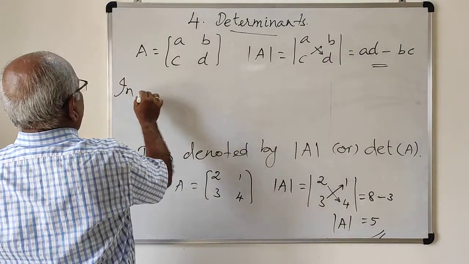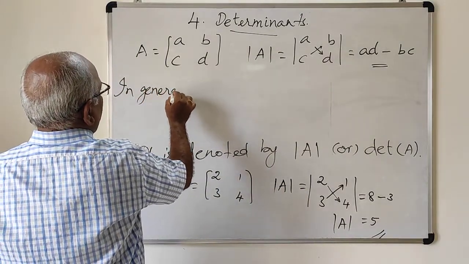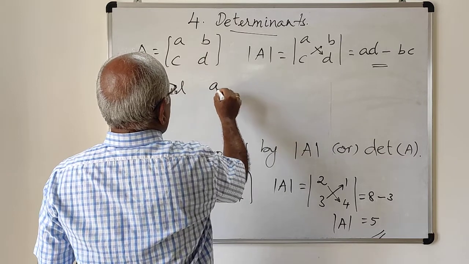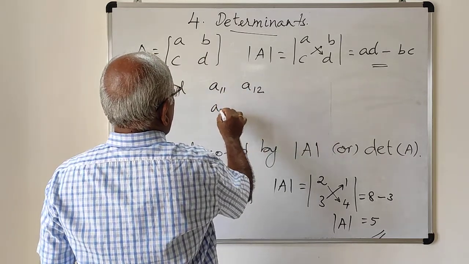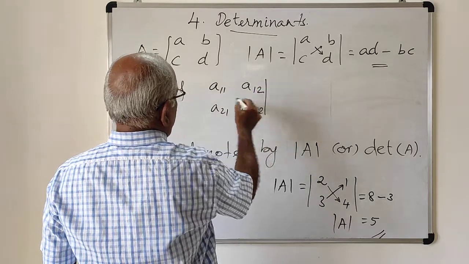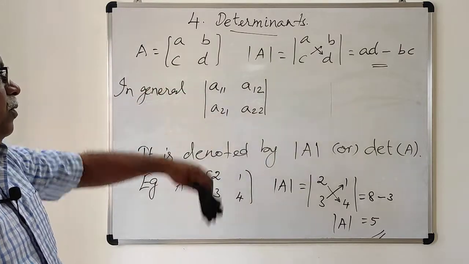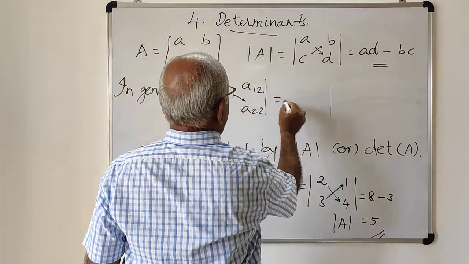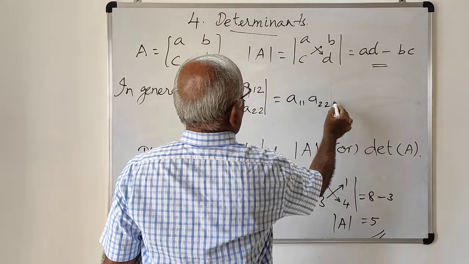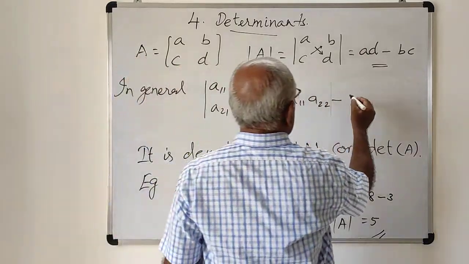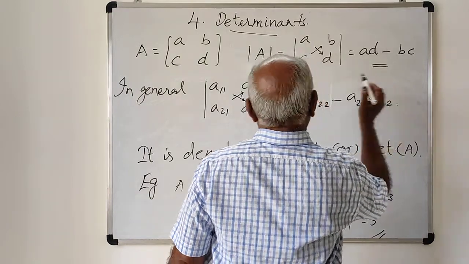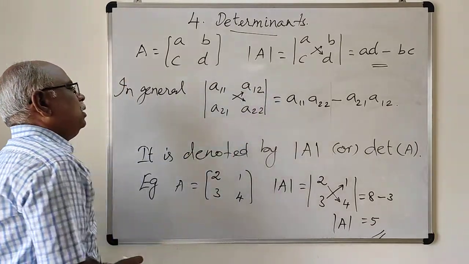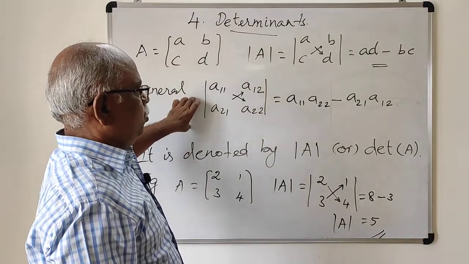In general, any 2 by 2 matrix of the form a11, a12, a21, a22. This is a determinant of order 2. Determinant of a matrix of order 2. It should be expressed as a11 a22 minus a21 a12. This is an expansion of the 2 by 2 determinant. a11 a22 minus a21 a12. This is the general idea of a 2 by 2 determinant.